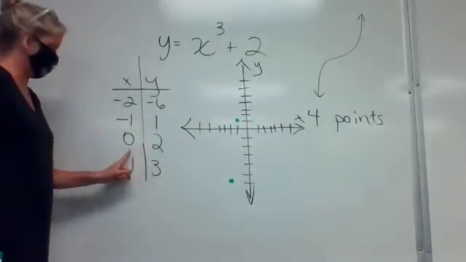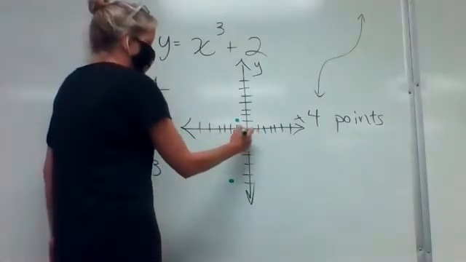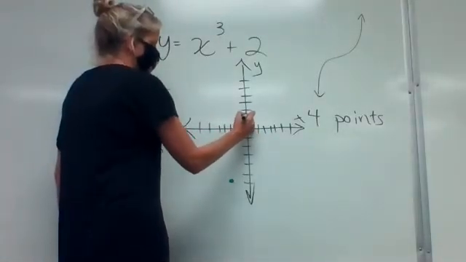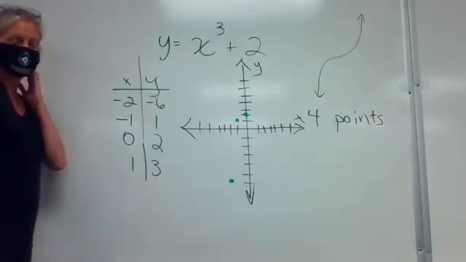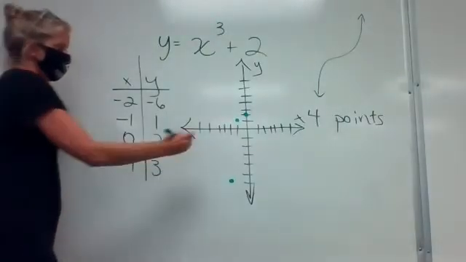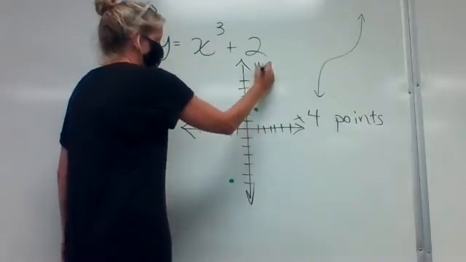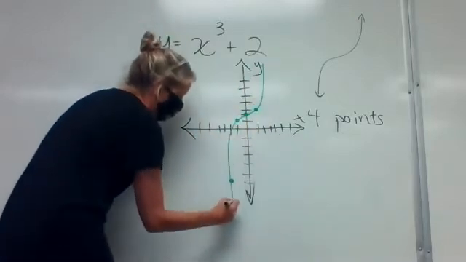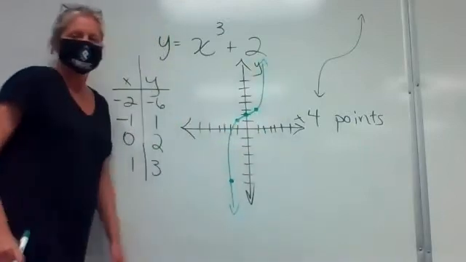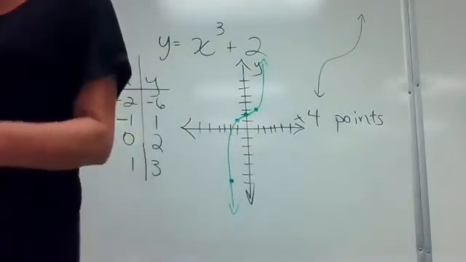Here's where the squiggle starts happening, 0, 2. So left and right 0, up 2. And then 1, 3. So to the right 1 and up 3. And again, once you hit that 4th point, it'll connect them to make that squiggle shape.